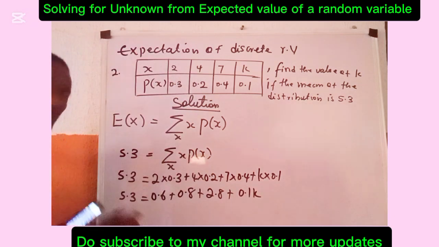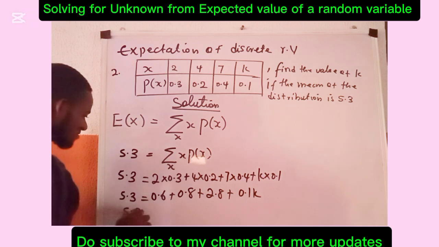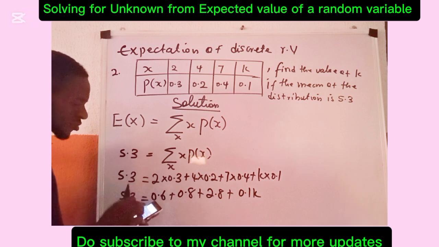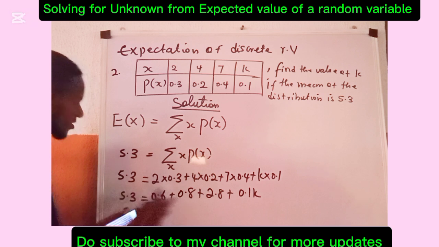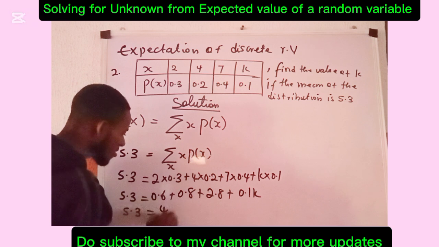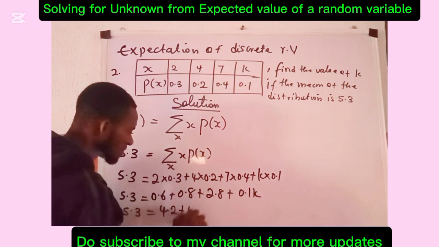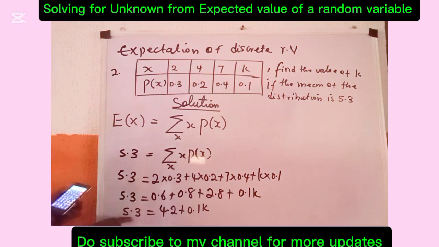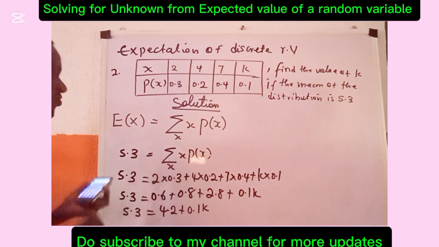So this thing now becomes again 5.3 equals, we are going to sum all these things together, 0.6 plus 0.8 plus 2.8, which is 4.2. So I have 4.2 plus 0.1k. If you watch here, 5.3 and 4.2 are like terms, so they can be collected together by this one coming to meet 5.3.